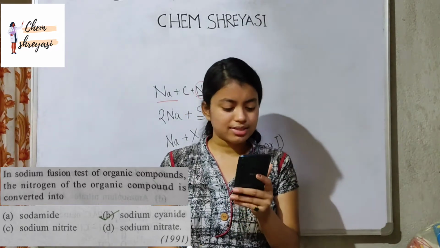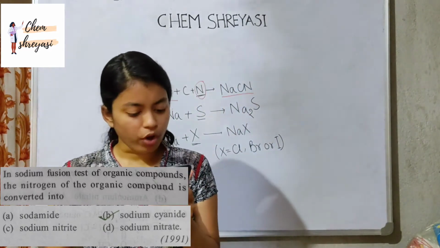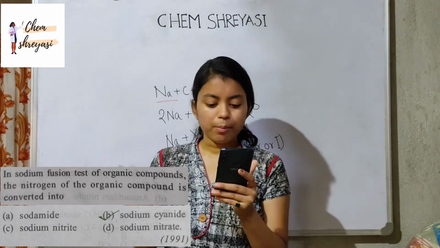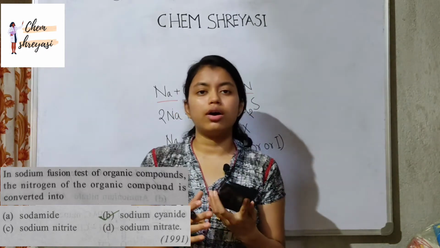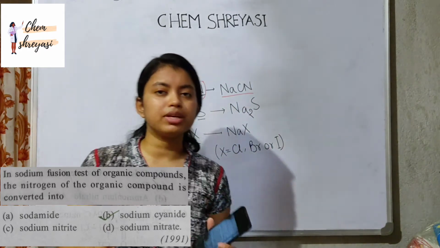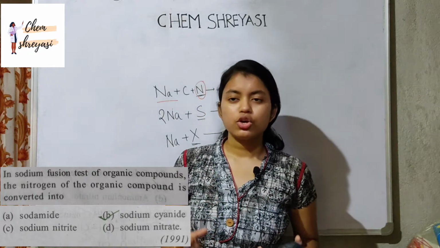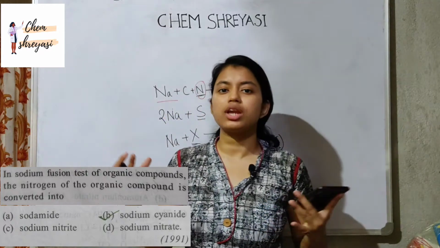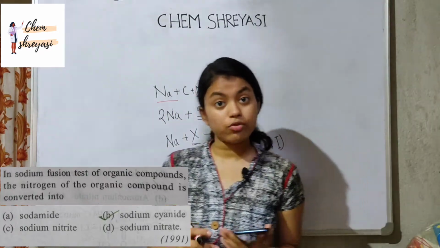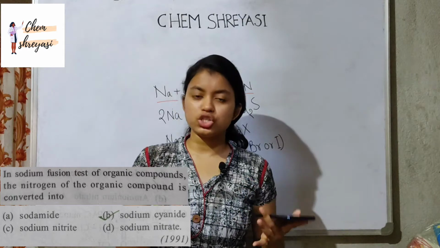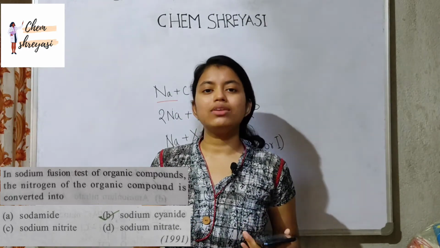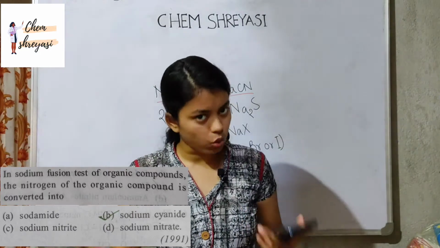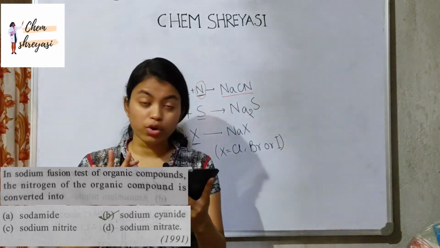So our next question says: the Lassaigne's extract is boiled with concentrated HNO3, that is nitric acid, while testing for halogen. Why? They have given four options. Now let me clarify the question. In the Lassaigne test, when we get the sodium fusion extract, we heat it with concentrated nitric acid while doing qualitative testing for halogens. Why do we do so?